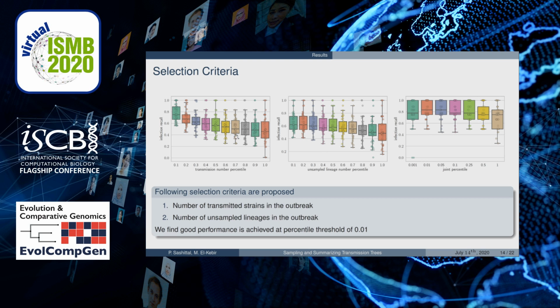And since they are negatively correlated, it means that if you prioritize the candidate solutions that have fewer transmitted strains and fewer unsampled lineages, that would increase the infection recall of your consensus transmission tree. And that is what we observe. And we get best performance for a percentile threshold of 0.01. So this is the threshold we use for analyzing the HIV outbreak.